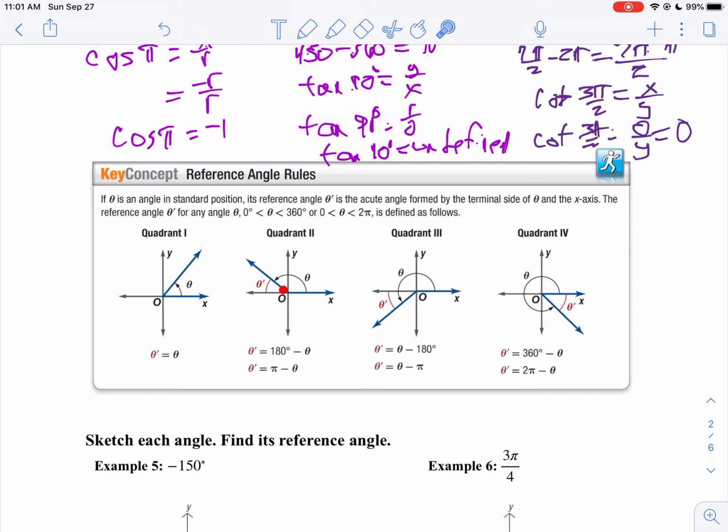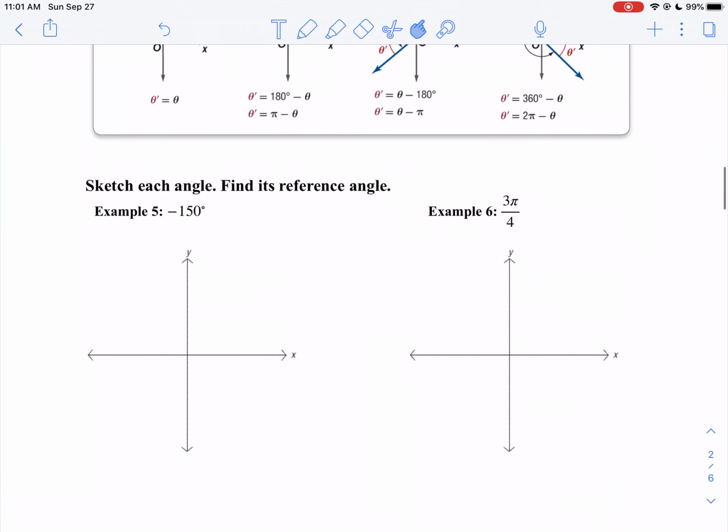So if you're in the second quadrant, the reference angle is going to be the difference between your negative x-axis and your angle. If you're in the third quadrant, it'll be the difference between the x-axis and the terminal side of your angle. If you're in the fourth quadrant, it'll be the difference between your positive x-axis and your terminal side. So let's take a look here.